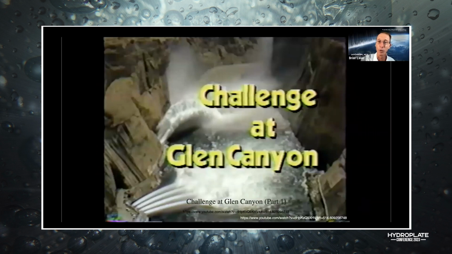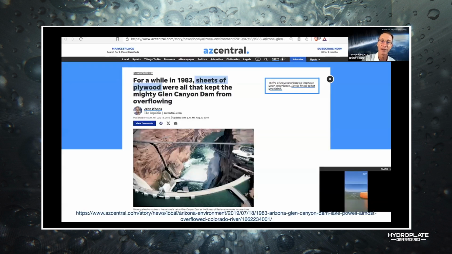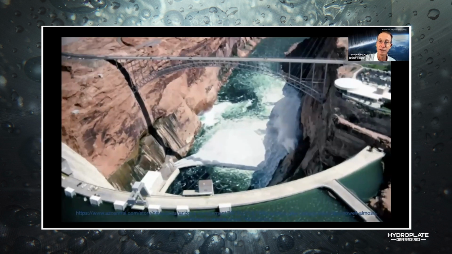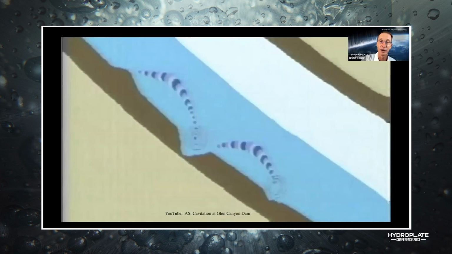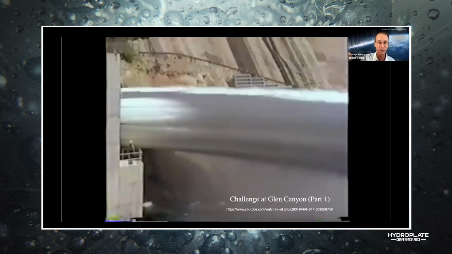And speaking of what water can do, the challenge at Glen Canyon. For a while in 1983, sheets of plywood were all that kept the mighty Glen Canyon Dam from overflowing. Yeah, it was almost a disaster, and you look at the spillways, they're trying to drain that thing as fast as they can. And that's powerful. There's a man standing next to that. It's like, oh boy. But then it starts to tear out chunks of concrete.